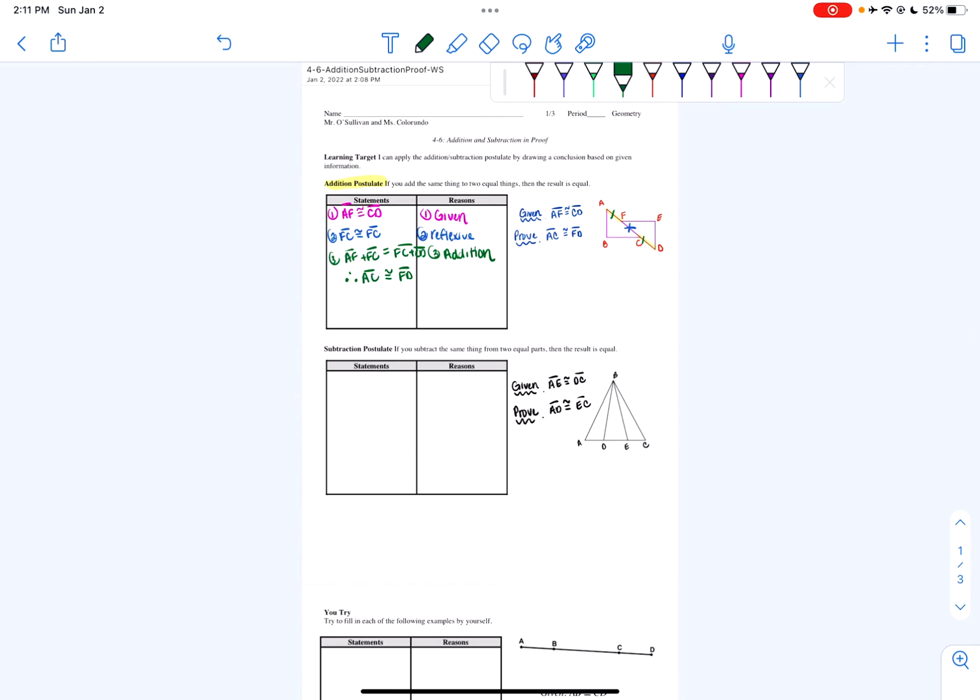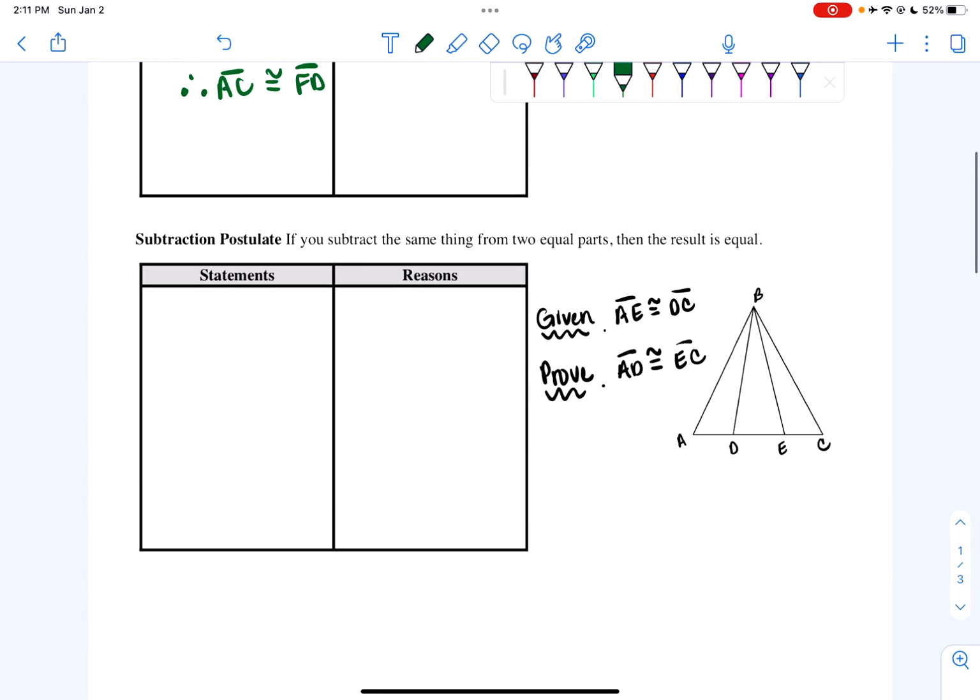You do subtraction very similarly, but instead of going forward, you go backwards. So right here, subtraction postulate. It says if you subtract the same thing from two equal parts, then the result is equal. So you're always going to need at least two congruent segments or two congruent angles to make your final conclusion. If I look right here, my given is AE congruent to DC. So that's statement number 1: AE congruent to DC, and my reason is given.